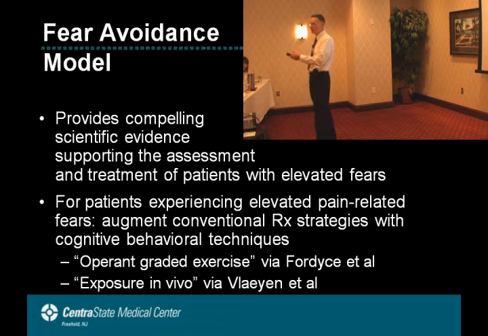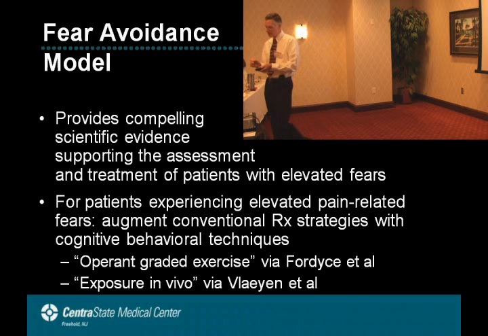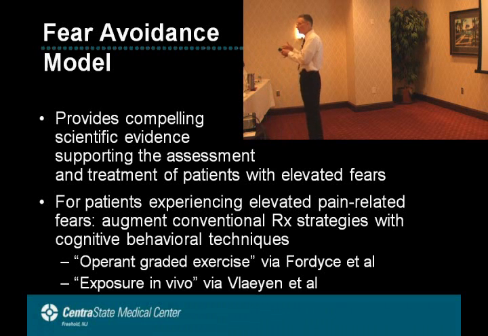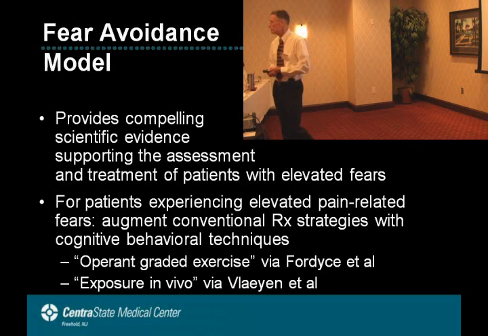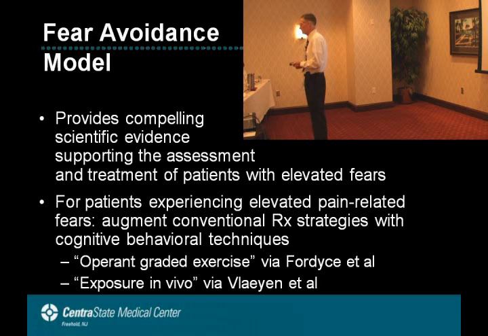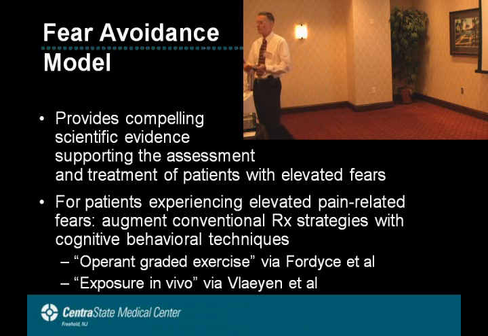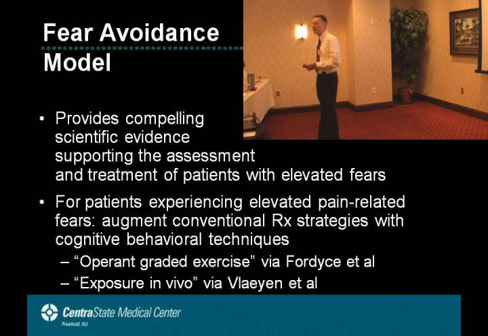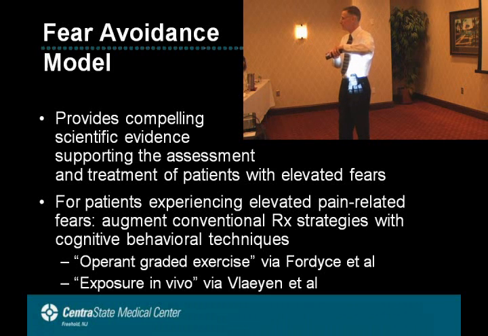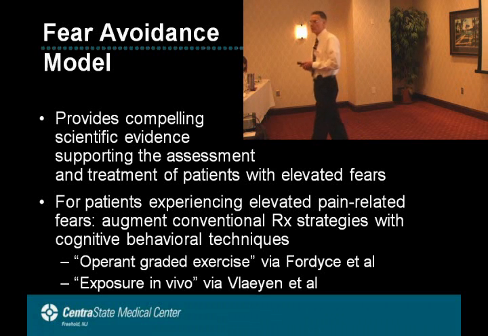So if you turn on the fear avoidance of work, let's say, and the patient has elevated fear, there's evidence suggesting that those patients, you should augment your conventional treatment with strategies suggesting cognitive behavioral interventions. You can do it informally, or if that's not succeeding, you may want to introduce them to an operant-graded exercise program where the patient's exercise is progressed by physiological principles, not by pain be your guide. Okay? Or you could use exposure in vivo type of program. This is by Vlaeyen et al.